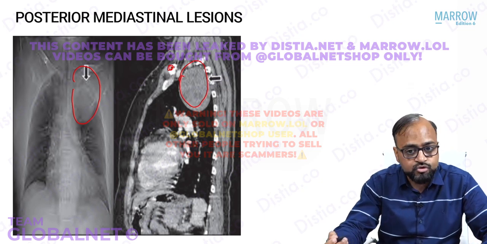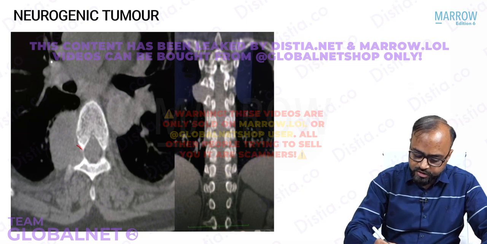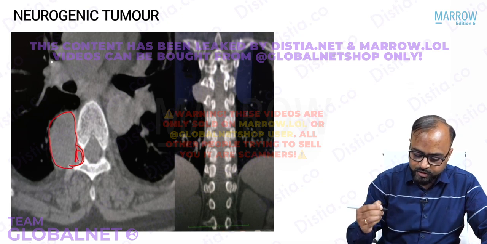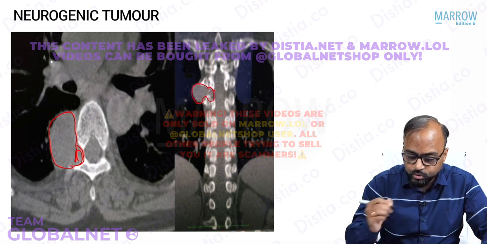This was very typical of a posterior neurogenic lesion. See, this was a lesion which was extending into the neural foramen of the spinal canal. See here, it is causing widening of that particular foramen there. So here you can actually see the lesion extending out of it.